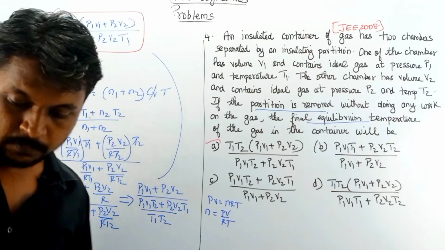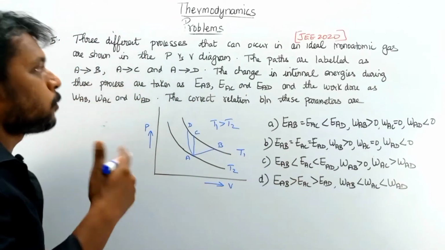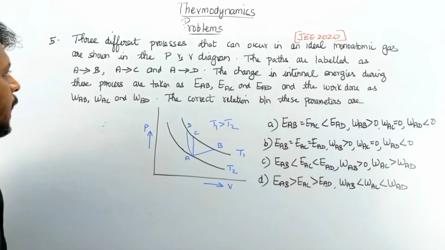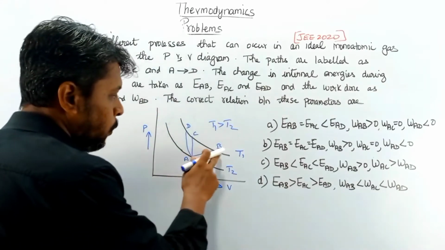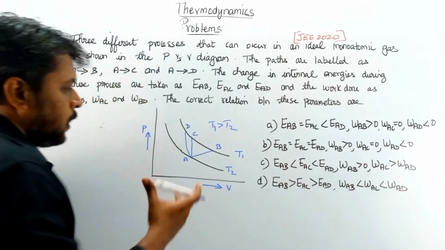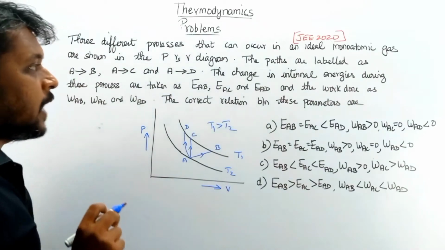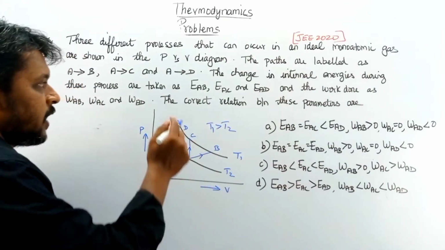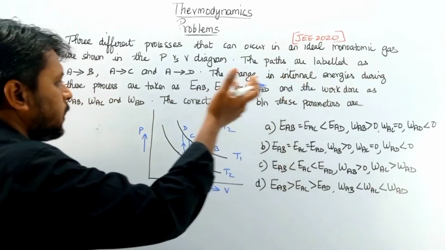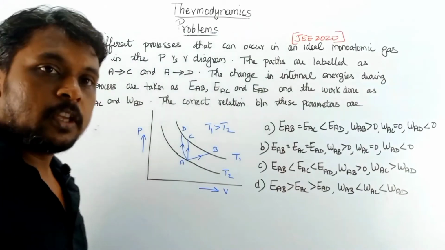Okay. The fifth problem. In this problem, they are given three different processes that occur in an ideal monatomic gas as shown in the PV diagram. The paths are labeled A to B, A to C and A to D. The changes in internal energy during these processes are given as EAB, EAC, EAD, and the work done in the processes as WAB, WAC and WAD. So what is the correct relation between these parameters?